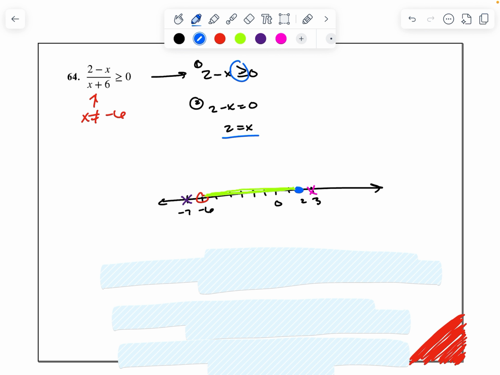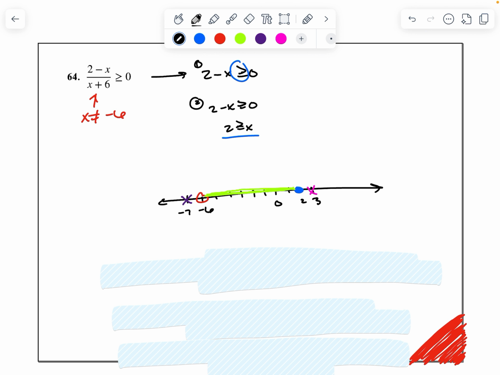Add those items to your number line. 6 made the bottom 0, so it has to be an open circle. Since the sign in the problem was greater than or equal to, I put a closed circle on the 2. And since, let's see, how did I get this interval here? This should be greater than or equal to, shouldn't it? x should be less than or equal to 2.